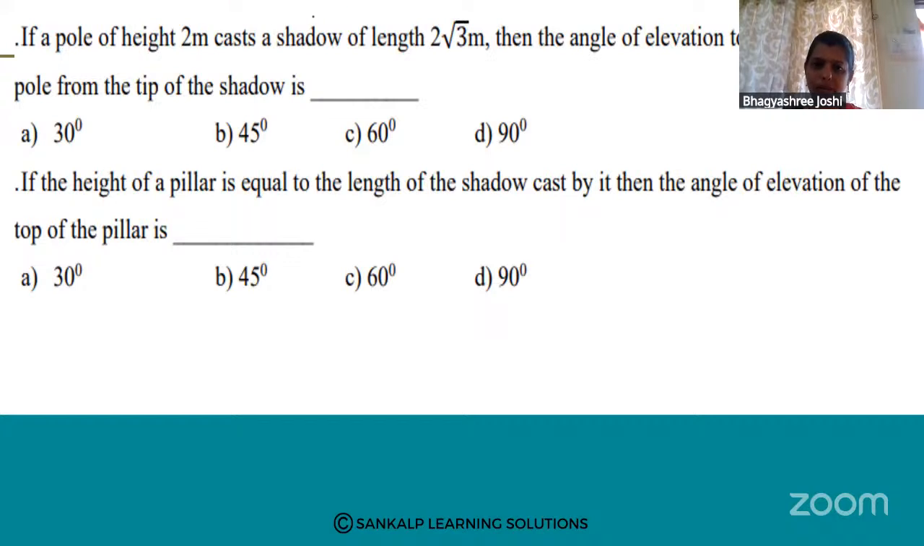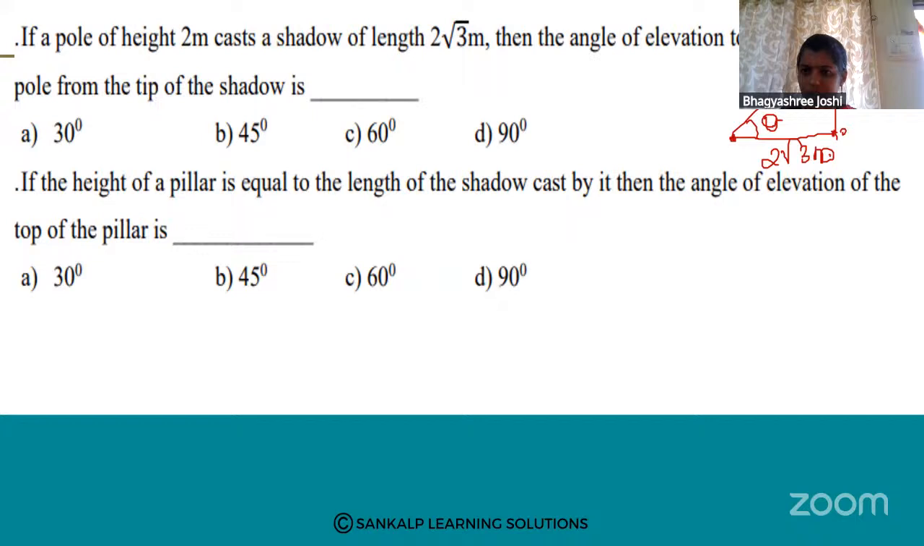If the pole of height 2 meter casts a shadow of length 2 root 3 meter, then find the angle of elevation towards the tip of the pole from the tip of the shadow. It is also the same kind of question. One pole is there, of height 2 meter, and it casts a shadow of length 2 root 3 meter, and we need to find the angle of elevation theta.